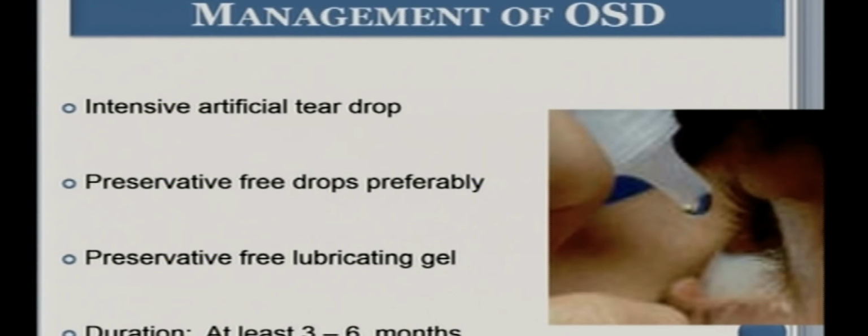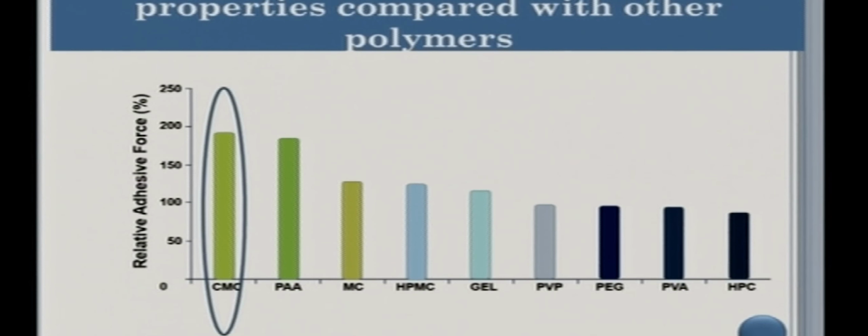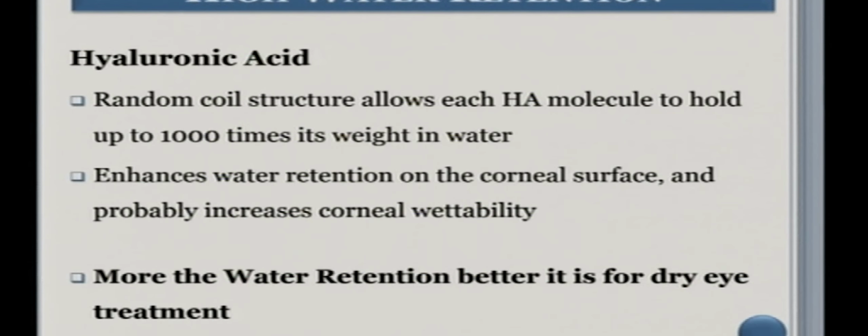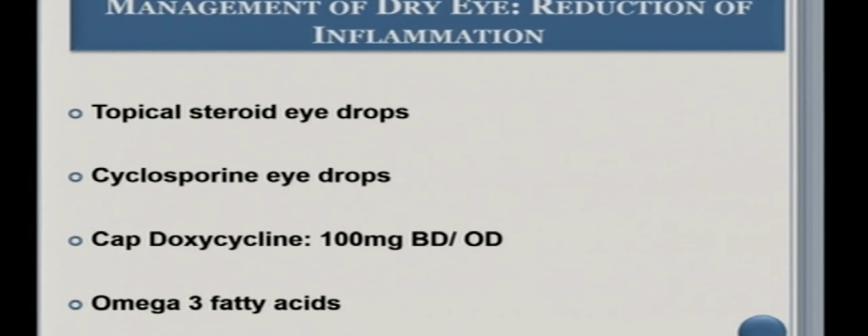As Dr. Vanathi has very nicely mentioned all the lubricants and which polymer to use, I'm not going to do that. So preservative-free lubricants are the key. We don't want preservatives. Carboxymethyl cellulose, sodium hyaluronate, and the compatible solutes which Dr. Rishi was mentioning are all very essential to bring comfort to the patient as well as to improve the epithelial surface. Topical steroid and cyclosporin reduce inflammation.